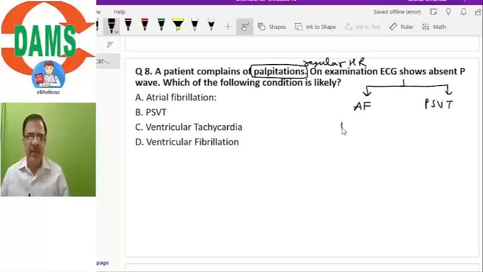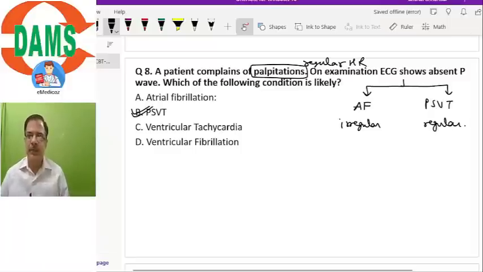One is atrial fibrillation, second will be PSVT. The difference is very easy. Atrial fibrillation will have irregular rhythm, and PSVT will have a regular heart rate or regular rhythm. So the answer will be PSVT in this condition.